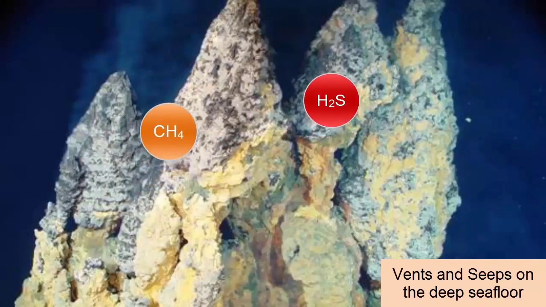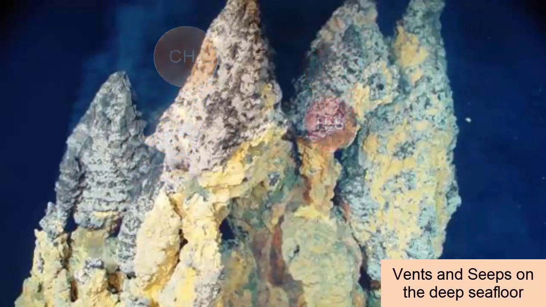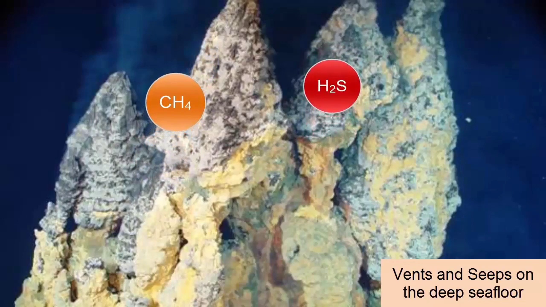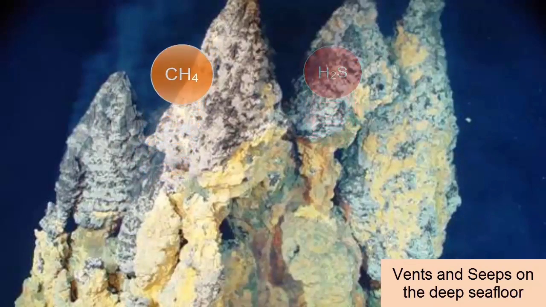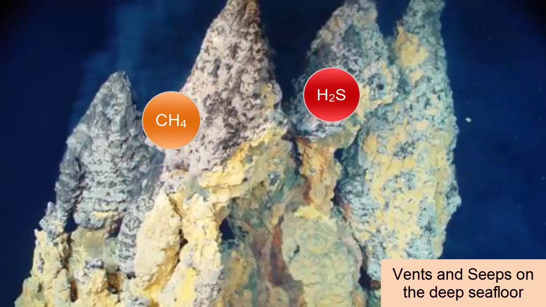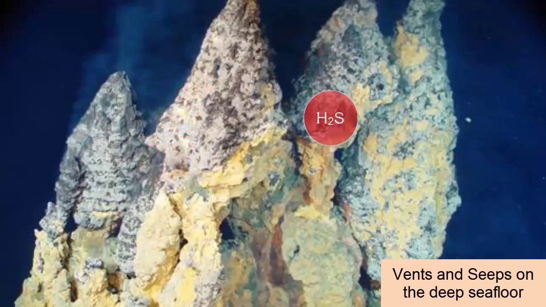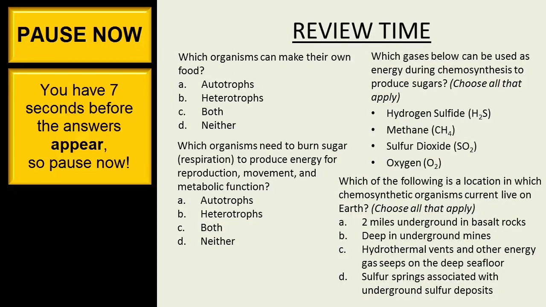In hydrothermal vents and hydrocarbon seeps on the bottom of the seafloor, bacteria capture energy from hydrogen sulfide or methane gases and use that energy to synthesize sugar. These bacteria provide the base of an exotic and diverse food web. Pause now.